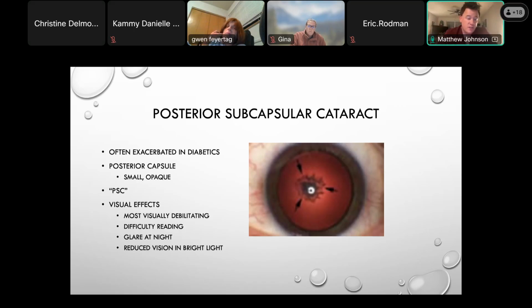And then just like when it's difficult with reading, what happens in bright light? The pupil constricts again, that sphincter is activated, but now you've got this opaque structure, this posterior subcapsular cataract, actually blocking the light that's coming in the eye. So therefore you have reduced vision in bright light, reduced vision while you're reading. And again, you also get glare at night because it's causing more light scatter. So this is the most visually debilitating, causes the most problems when it comes to a patient's vision.